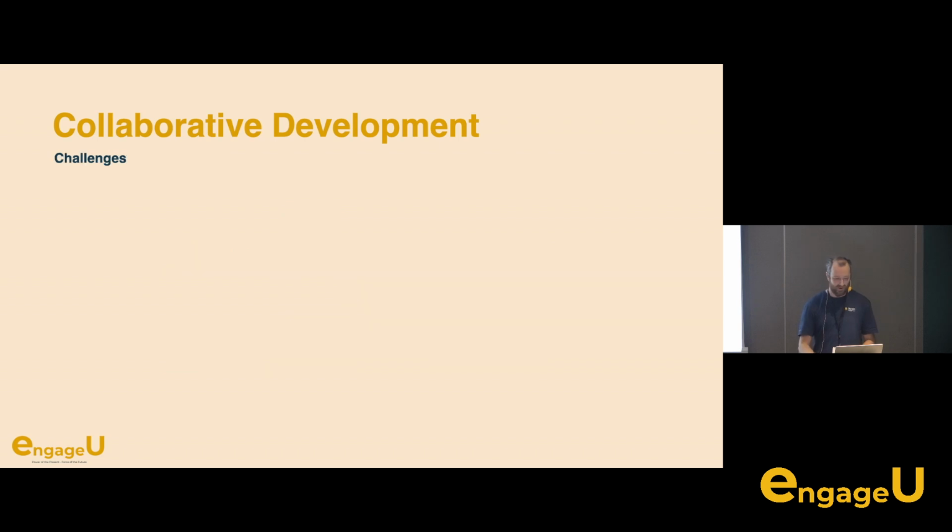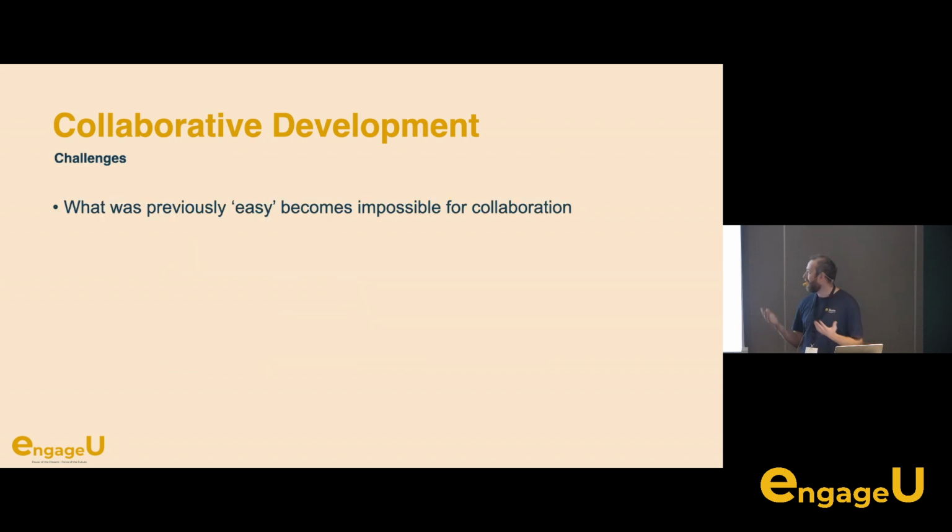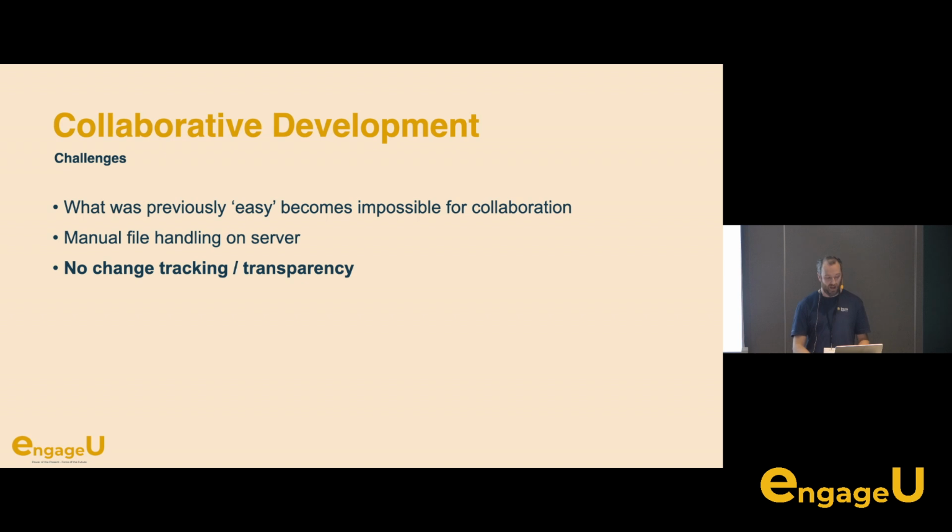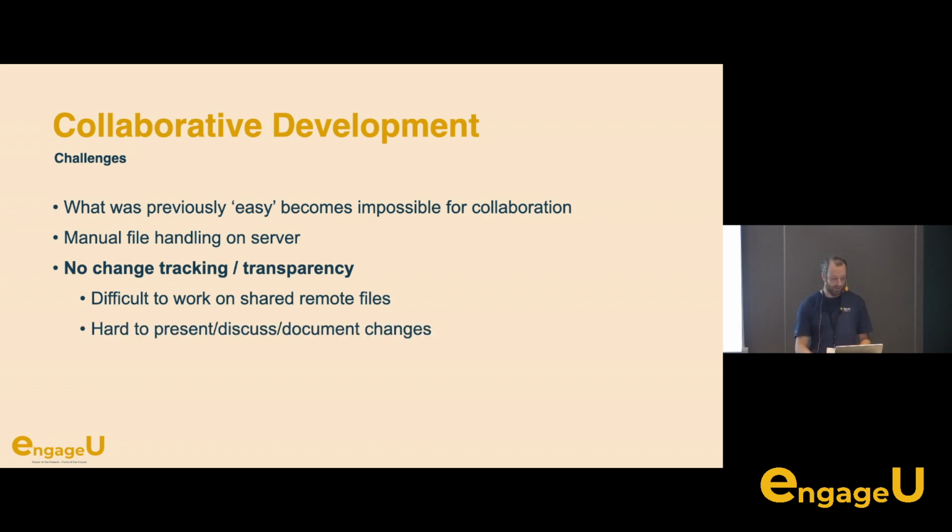Super cumbersome. The challenges here were that what was previously easy becomes hard, because it's really hard to collaborate on FileMaker files. You still have to do some manual file handling on the server, and you have no change tracking. You still don't have a changelog. You have no transparency on who made what change. So that's difficult to do when you're working on shared remote files. It's also hard to present these changes if you're in meetings for customers or internal meetings to show what changes you made.